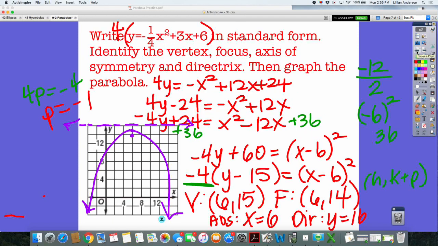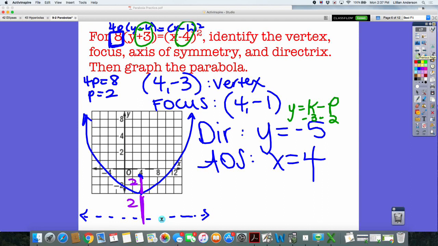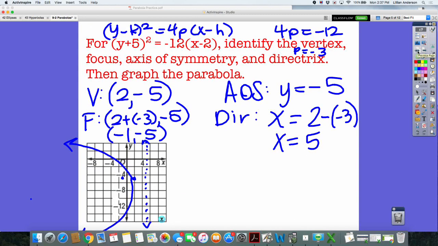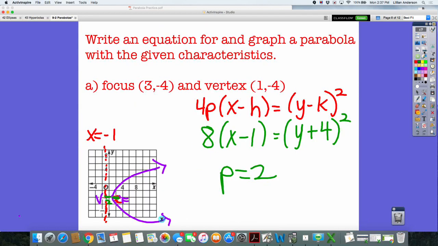Look at the problems from the previous page. You see how far apart the vertex was from the directrix? That was 1, correct? And it opened down, so we knew that it had to be negative. Look at this one. The distance from the focus to the vertex was 2, so p is 2. This one was 3 units away, and it was negative because we were opening to the left. So we can find our p, and then we just have to multiply by 4. Exactly. So much less space required if you're graphing first.